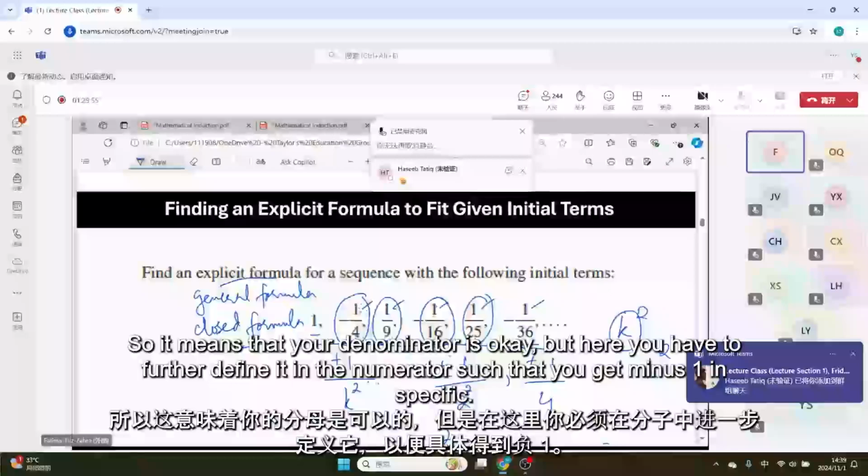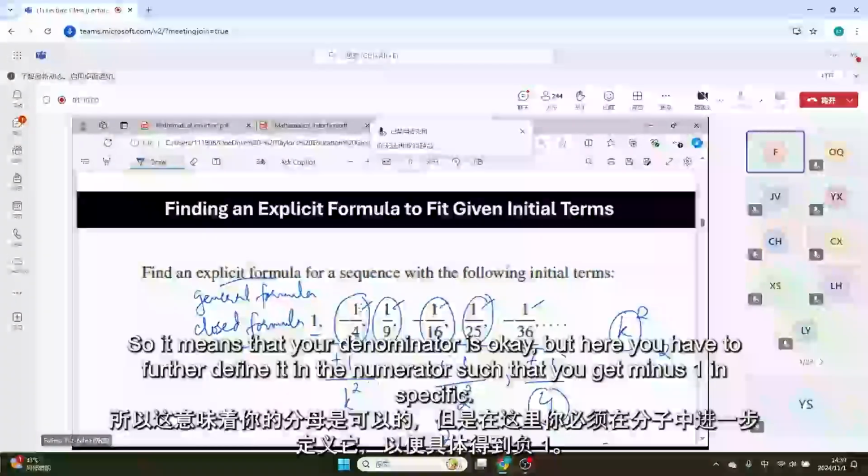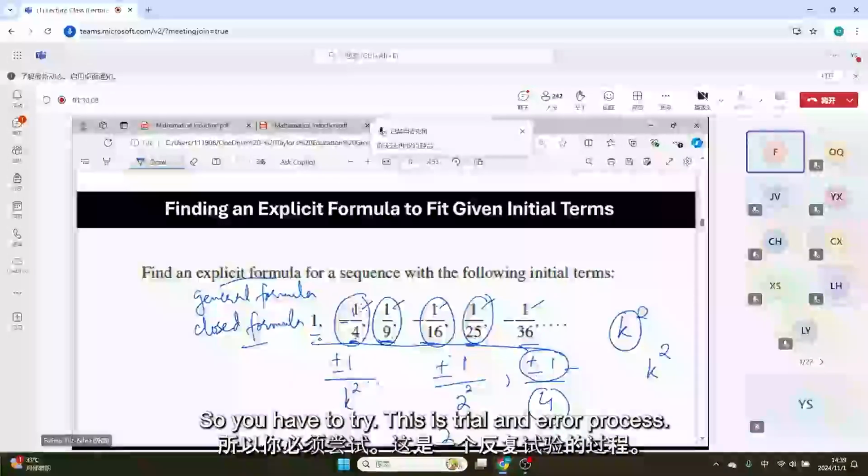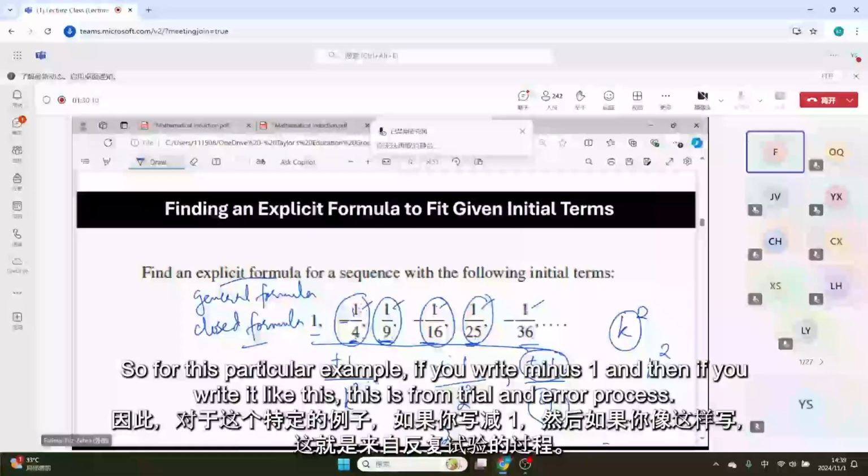So it means that your denominator is okay, but you have to further define the numerator such that you get -1 specifically. How can you do that? That is for you to analyze. You have to try. This is a trial and error process. So for this particular example, if you write -1 and then write it like this, it is from a trial and error process.